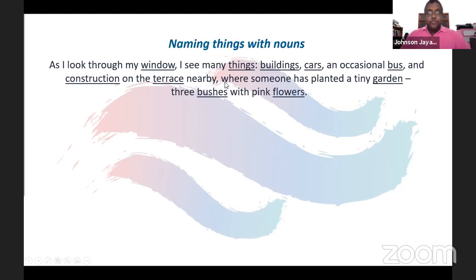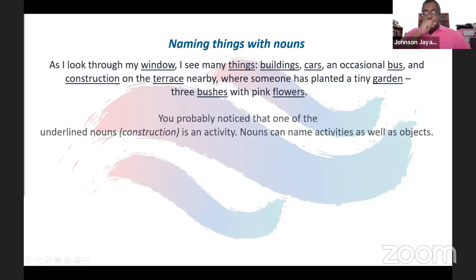Once again, before that, you probably noticed that one of the underlined nouns, construction, is an activity. Nouns can name activities as well as objects. So this is something you need to remember. Construction here is a noun. I know it's an activity, but at the end of the day, this is actually a noun.